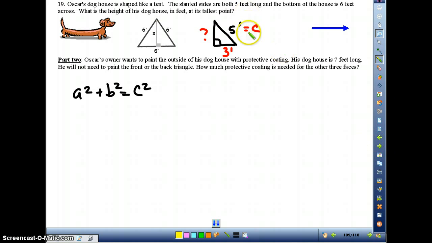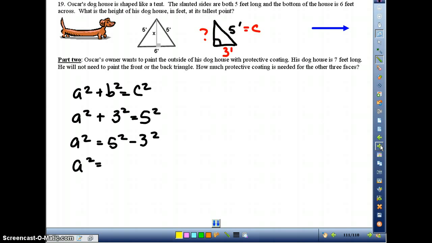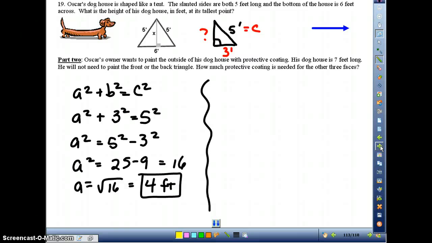My longest side is C, so I know A squared plus B squared equals C squared. This side here, we'll call it A, plus B squared, the 3 feet, equals the 5 feet squared. So to find A squared, that's the difference between 5 squared and 3 squared, or 25 subtract 9, which is 16. Some number times itself gives you 16. How do you unsquare a number that's been squared? Yeah, with the square root. So I know this side length here is 4 feet.